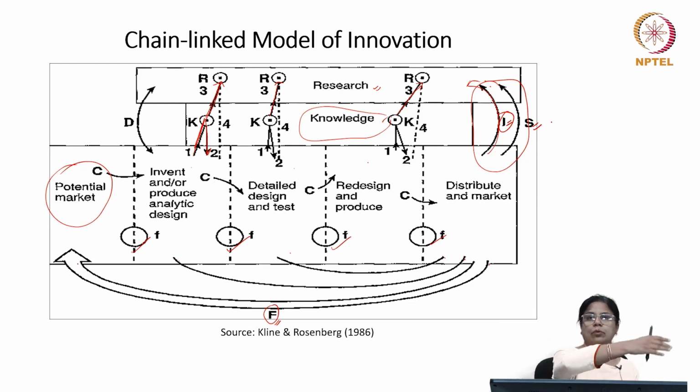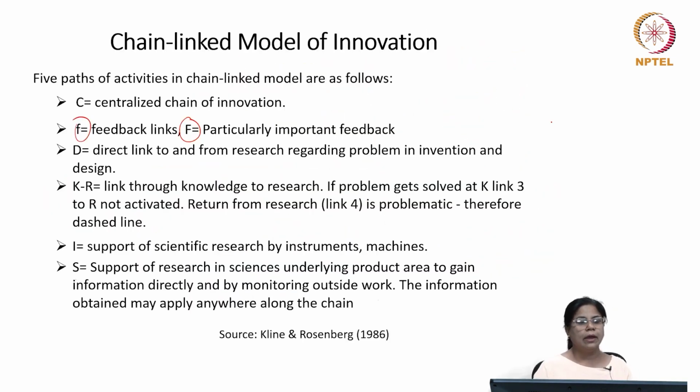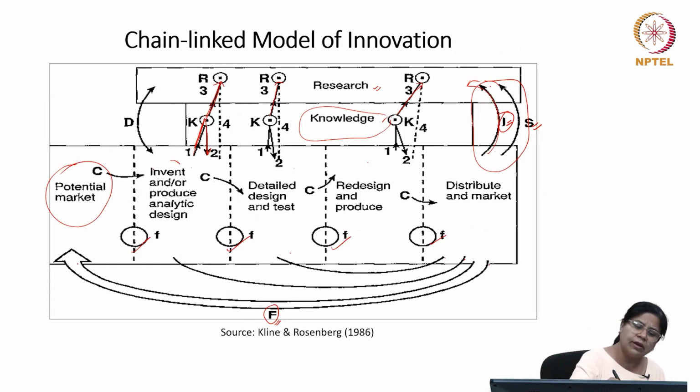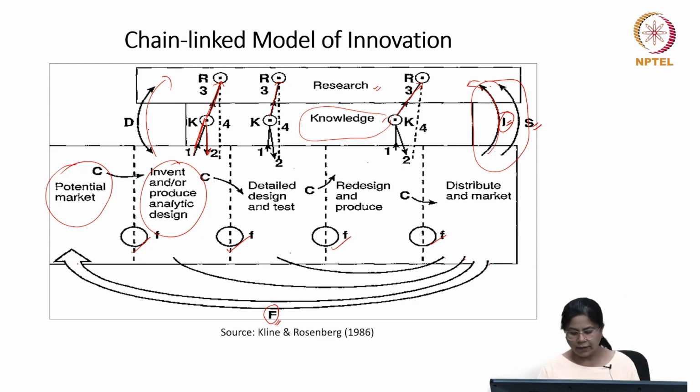Now you can't go back and look at the entire chain. That can also happen. However, this kind of challenge has to be straightforwardly addressed through the more research that needs to be done. So now we are left with only D. So what is D? It is a direct link to and from research regarding the problems in invention and design. So if at any invention level or at a design level you find that certain problems come, it need not go into the existing knowledge back. It can also feed back and go back to the research itself.